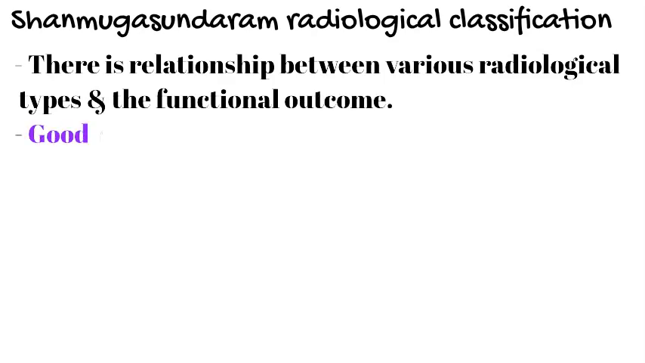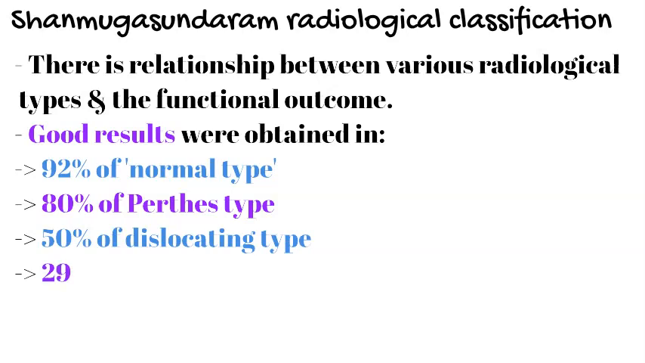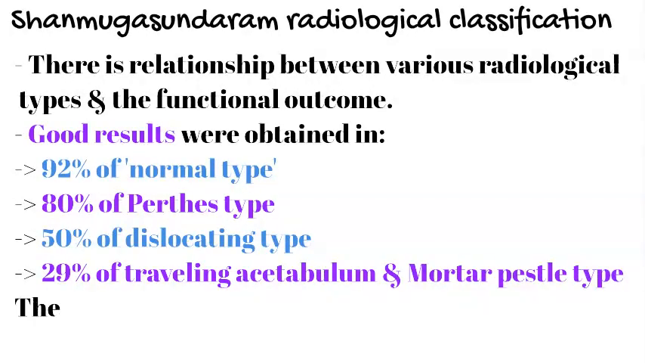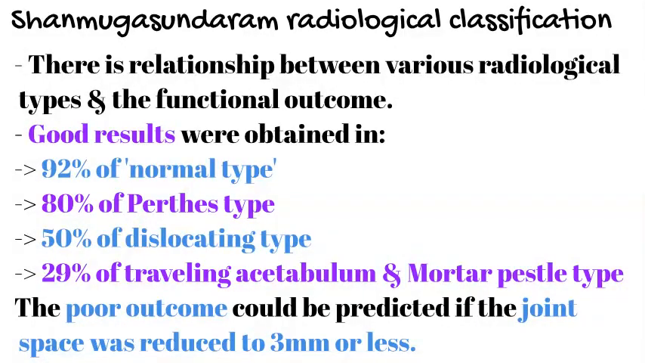There is a relationship between various radiological types and the functional outcome. Good results were obtained in 92% of normal type, 80% of Pettis type, 50% of dislocating type, and 29% of travelling acetabulum and mortar and pestle type. The poor outcome could be predicted if the joint space was reduced to 3 mm or less.